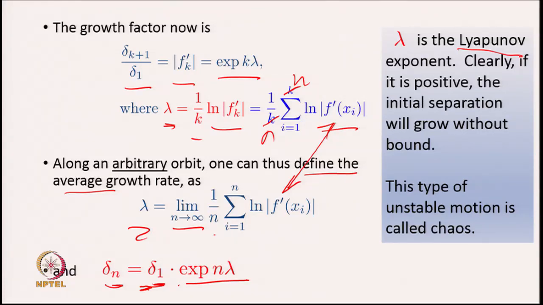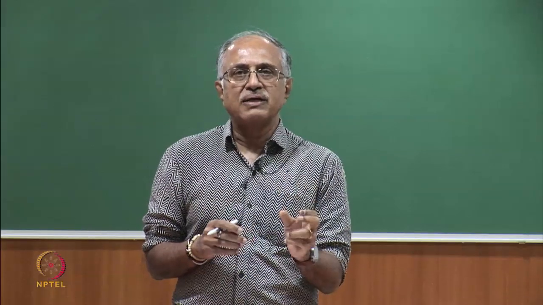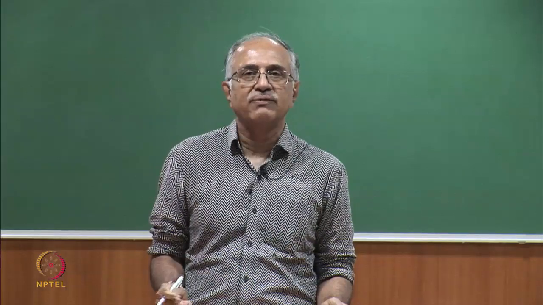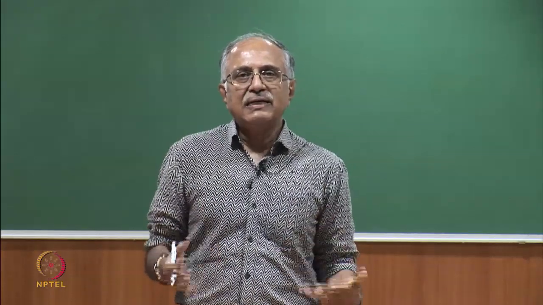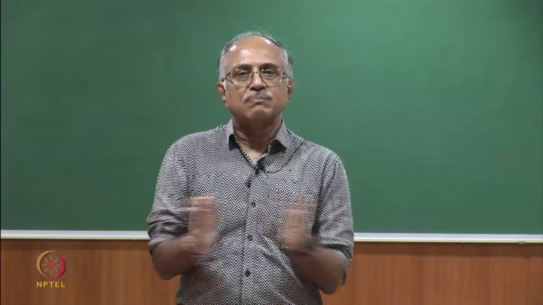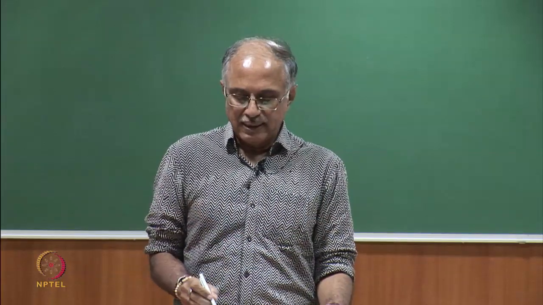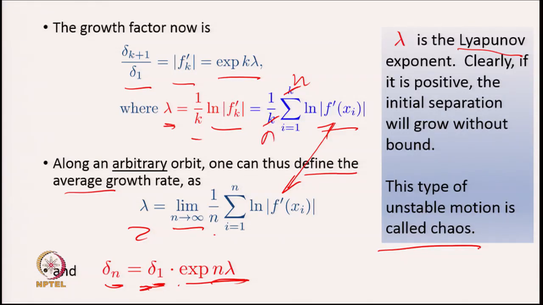Clearly, if this Lyapunov exponent is positive, then the initial separation will grow without bound because it is just the exponential of n times lambda. This kind of unstable motion, because these small separations grow uncontrollably, is what is called chaos. Alternatively, if the Lyapunov exponent is positive, then the motion is termed chaotic.